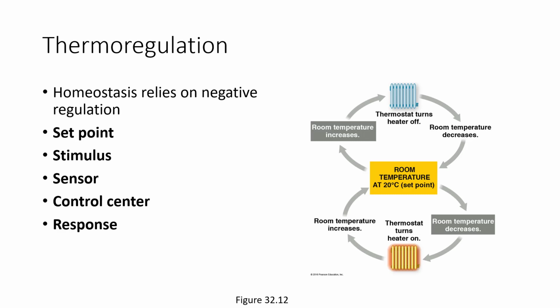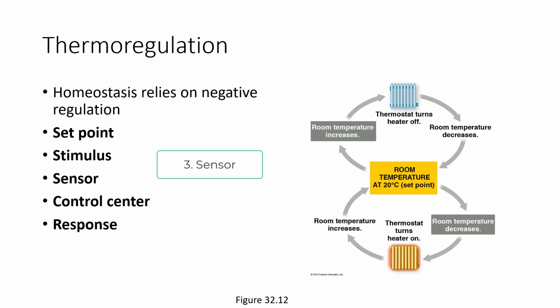So let's look again at thermoregulation in the example of a thermostat. Homeostasis of this room relies on negative feedback, correcting the deviation. So let's put the room temperature at 20 degrees Celsius, and that is our set point. The set point is what homeostasis centers around. There is a stimulus, like the room temperature decreasing. A stimulus is anything that's moving away from the set point.